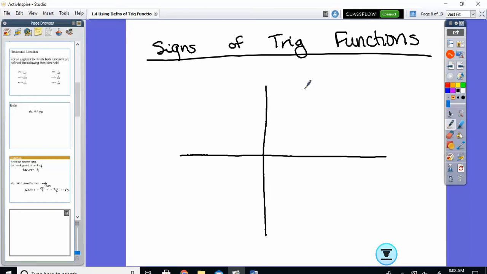So in quadrant 1, is x positive or negative? Positive. Y is positive and r is positive. So if you divide any positive numbers, you get positive. So in quadrant 1, they are all positive.